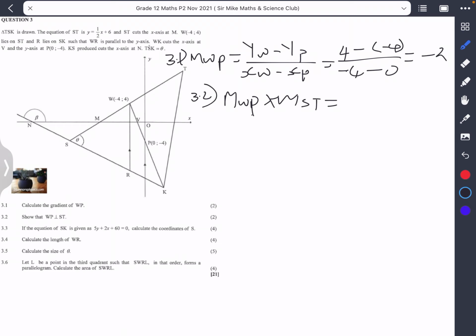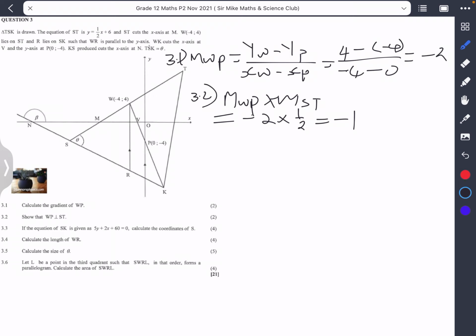Let me just erase that so that it doesn't confuse. The gradient of WP was negative 2, and I multiply that by a half. What you get eventually is a value of negative 1. Since the product of those two gradients is negative 1, we've shown that WP is indeed perpendicular to ST.